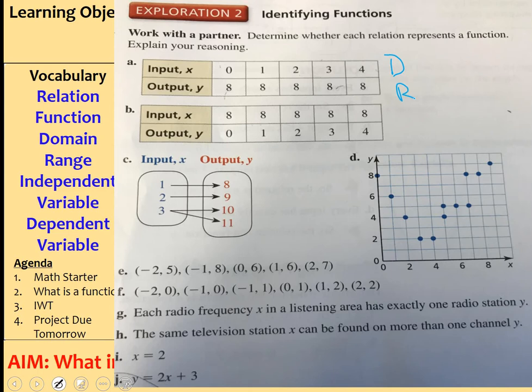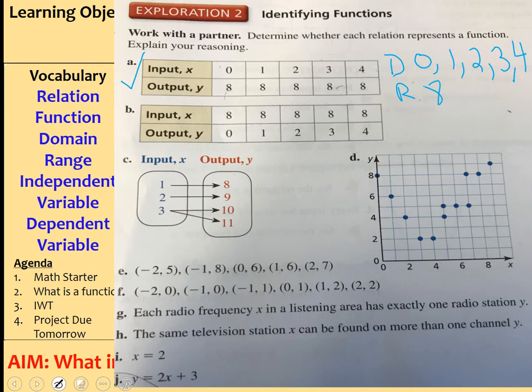All right, so first thing when I get a table, what I'm going to look at is to see if there's anything repeating for the domain. There's nothing repeating, so I'm going to say that yes, this is a function, and I'm going to list out all the numbers on the x values because that's our inputs, and I'm going to list all the numbers on our y values because that's our outputs.